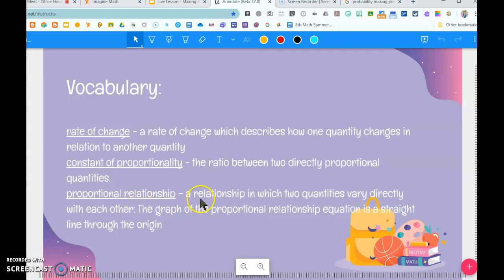A proportional relationship is a relationship in which two quantities vary directly with each other. The graph of a proportional relationship is a straight line through the origin. The through the origin is very important. And if you'll remember, the origin is at 0, 0 on the graph.